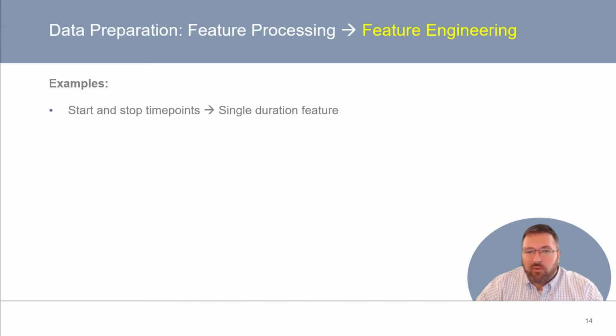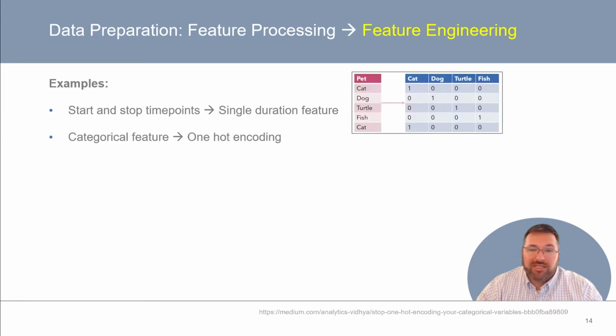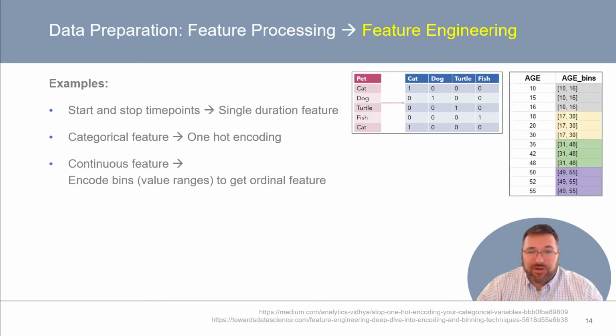We saw this example before, but if you have start and stop time points in your data, let's say for the administration of some treatment, this could be engineered into a single treatment duration feature. Or, as we discussed earlier, if we have a categorical feature, we could employ one-hot encoding. We could re-encode the feature as a set of other true-false features to ensure that any downstream modeling indeed treats that feature as categorical. Furthermore, for continuous features, we can encode bins of value ranges. This can be useful in specific situations. However, this type of data encoding is also likely to lead to some lost information.